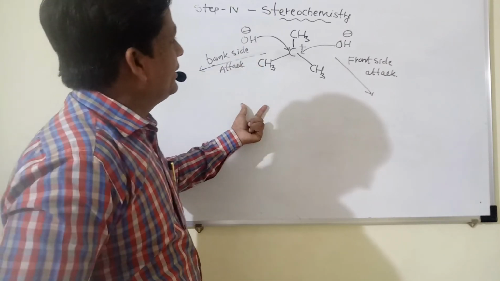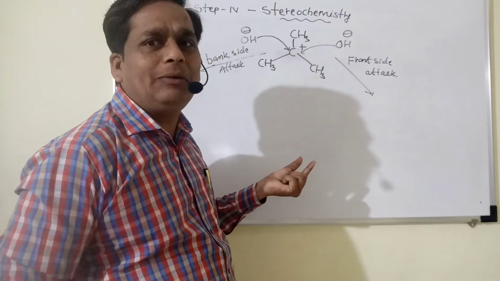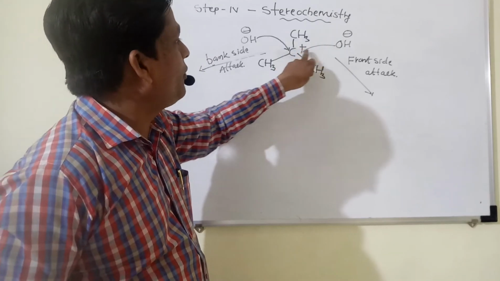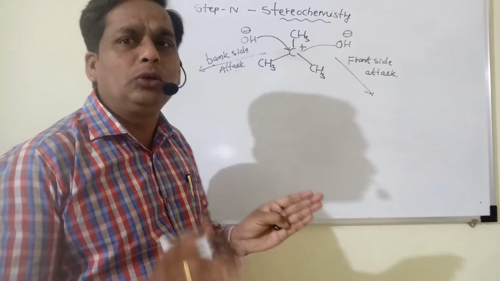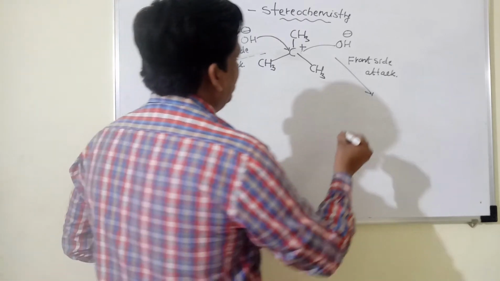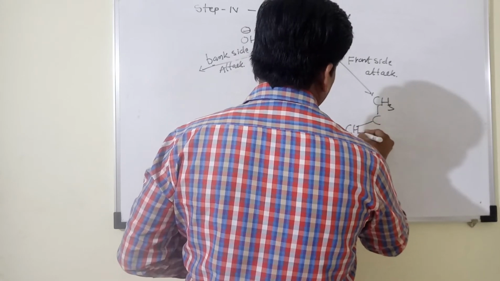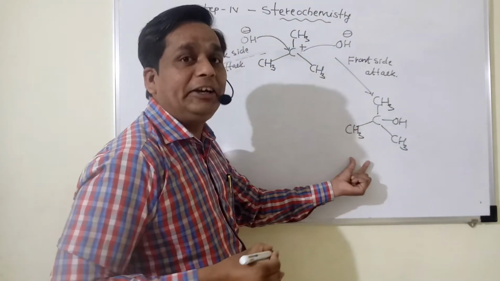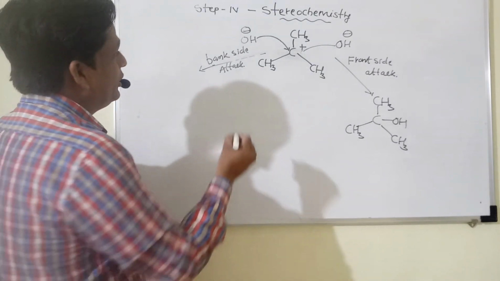Let's see what happens if the nucleophile, the OH group, attacks on the front side. On the front side the leaving group, the bromine, is here. If the nucleophile directly attacks the same place as the bromine, there will be no change of configuration. That means there will be retention in configuration. Here we see this CH3 group, this CH3, this CH3 and this OH group. This is called retention in configuration. R and S configuration does not change here.